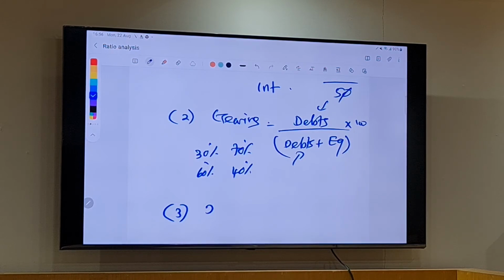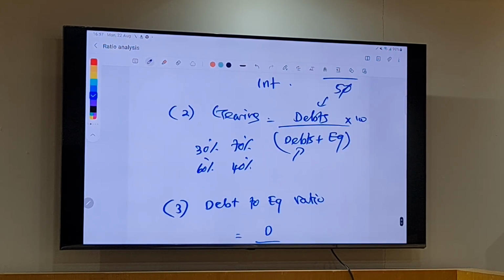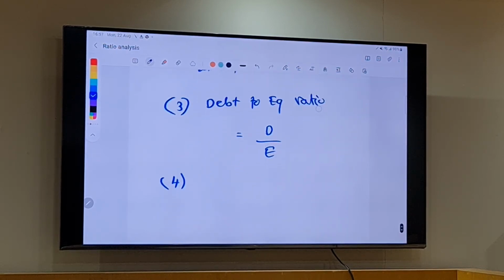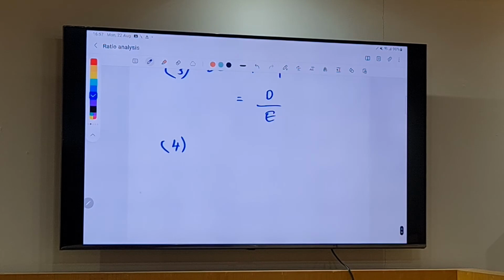And then you have the debt to equity ratio. Same thing, the equation is slightly different: debt over equity, that's it. The same numbers, you put it like this. What else is in this cover? I think that's all. Then we have the capital ratios.